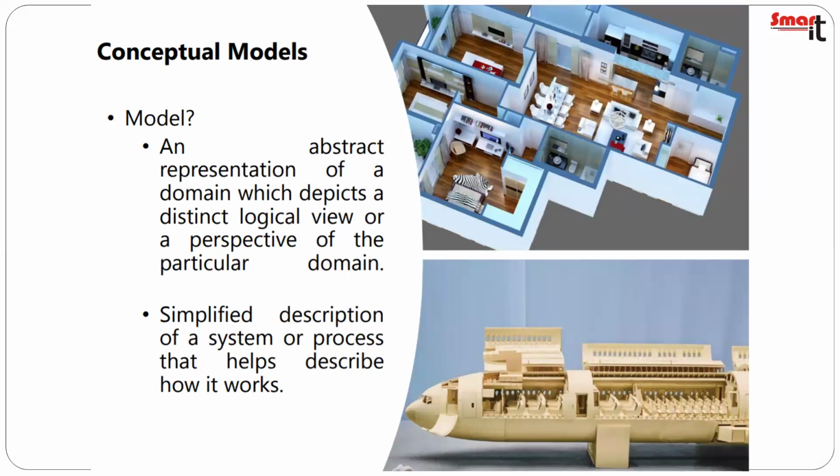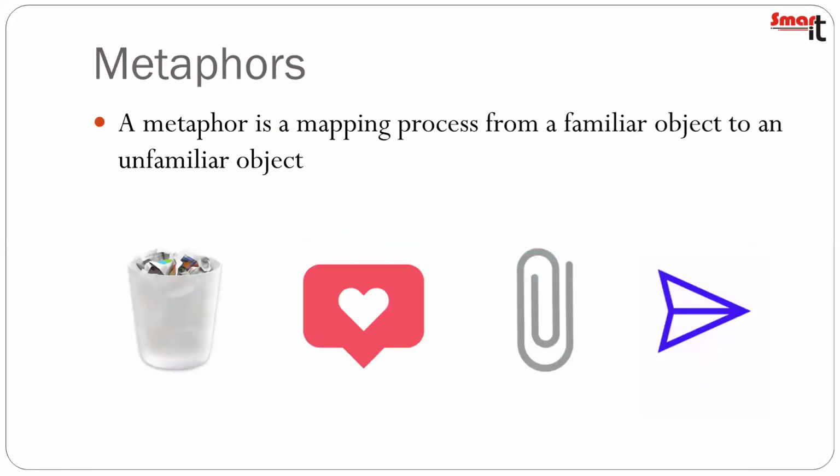And when we talk about the conceptual model, what is a model actually? A model is an abstract representation of a real entity. If we are going to build a house, we can model it before we build the actual house. This is a model of the plane, not the actual plane. We call that an abstract representation of something we are going to build. So why do we use models? Just to get some idea. Then metaphors.